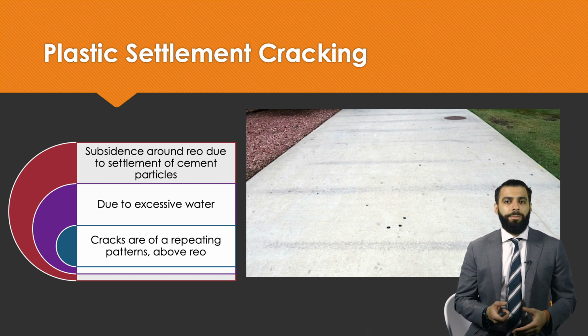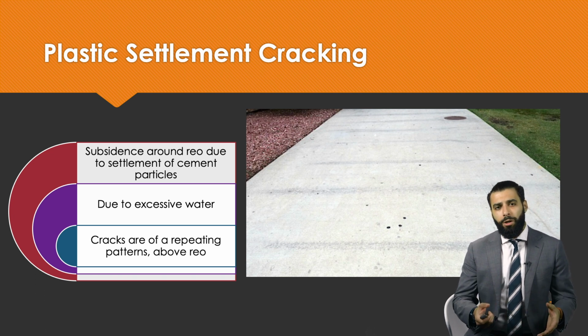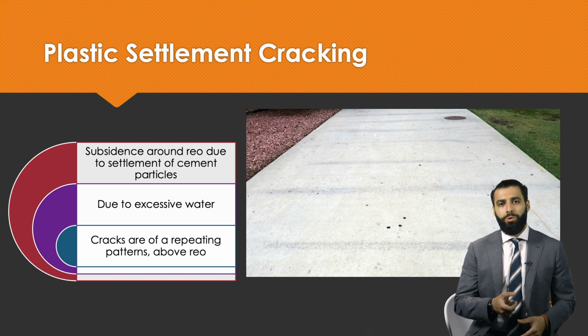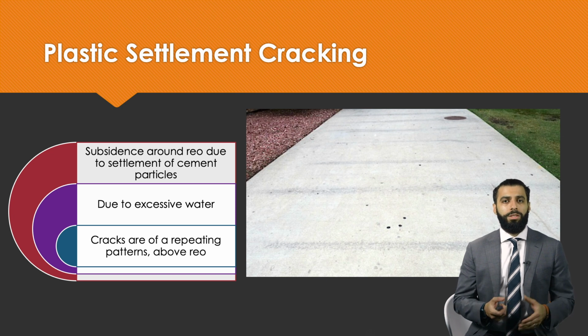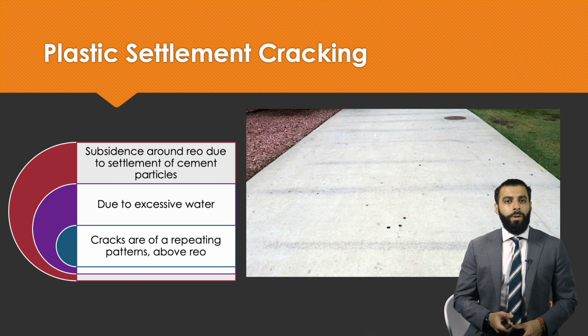Plastic settlement cracking is another type that takes place before the concrete hardens. This is where there's sort of like a settlement in the concrete around the reinforcement, and you can see the pattern because it sort of follows the reinforcement that's inside your concrete member. You can see that on the screen in front of you. Notice how the cracks, they are sort of longitudinal. They go across the member and they follow the pattern of the reinforcement that's embedded in the concrete member.